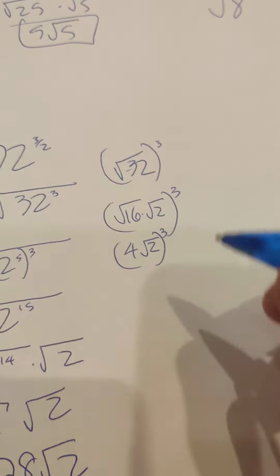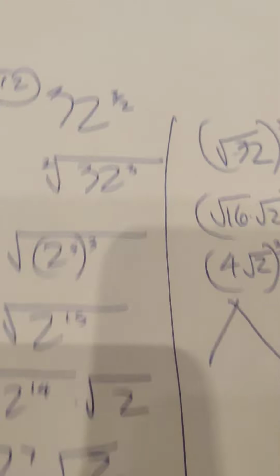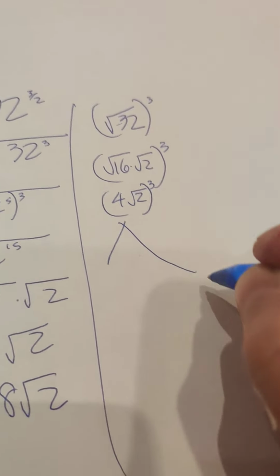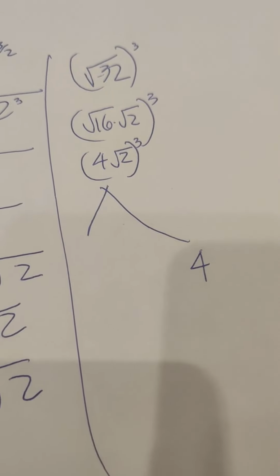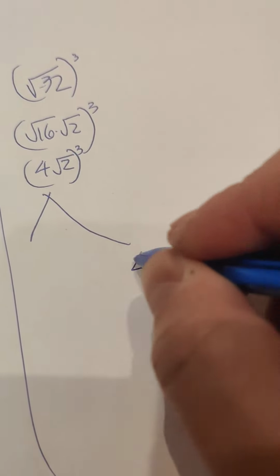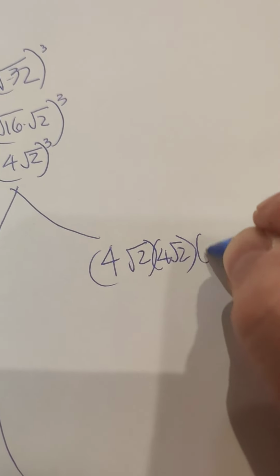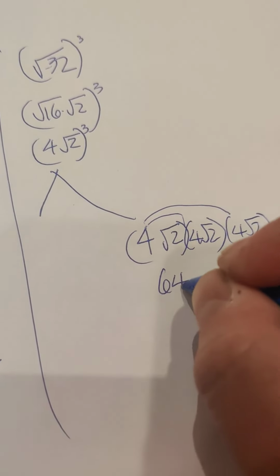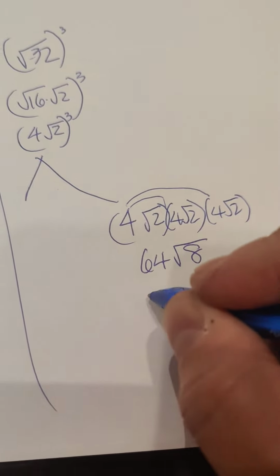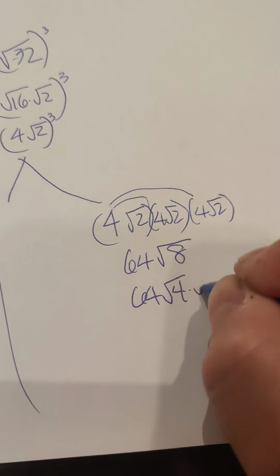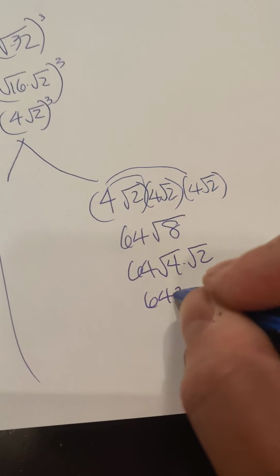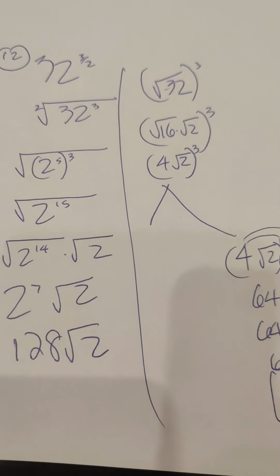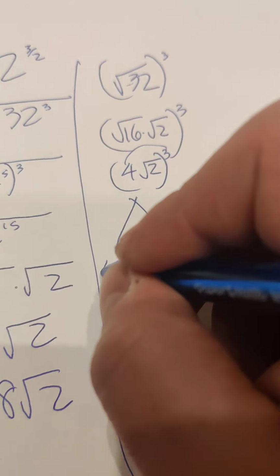Now again, even right here, there's 2 ways to do this, right? One way, probably the easiest way I would say, is to just go 4 radical 2 times 4 radical 2 times 4 radical 2, which is 4 times 4 times 4 is 64 radical 8, which is 64 radical 4 times radical 2, which is 64 times 2 radical 2, which is 128 radical 2.